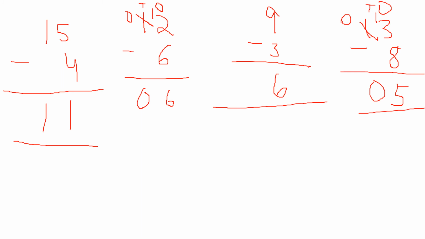Now let's move on to the next question. 7 minus 5. Now when you do 7 minus 5, you get 2. So most of them are very straightforward. In these two questions, they are a little tricky, but you will be able to do them. Use this tens and ones concept.